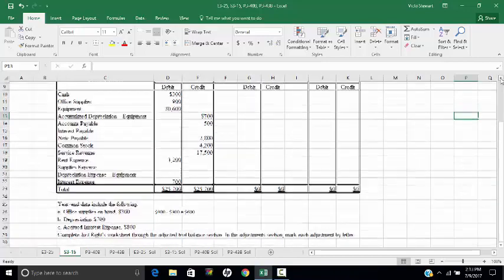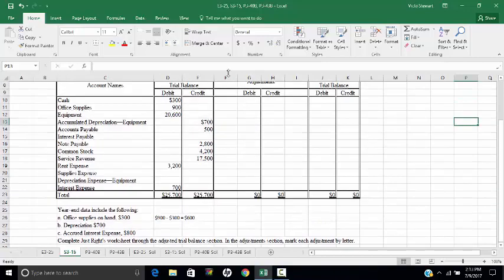So that's what we're going to do now. We're going to complete these two columns for the adjustment. So our first information that we're given is that office supplies on hand are $300. We noticed that in the unadjusted trial balance we had a $900 balance.